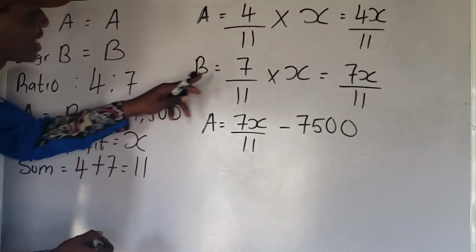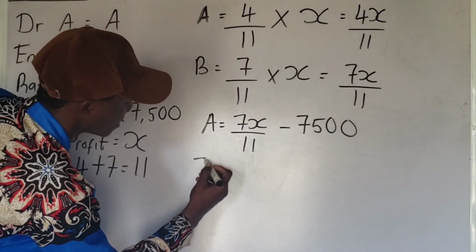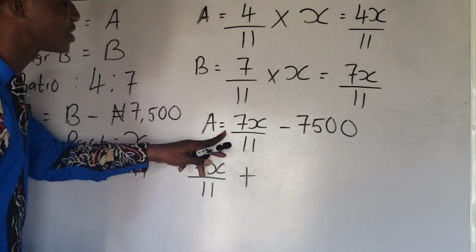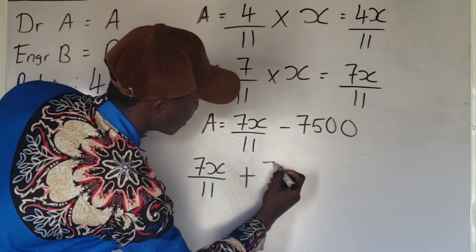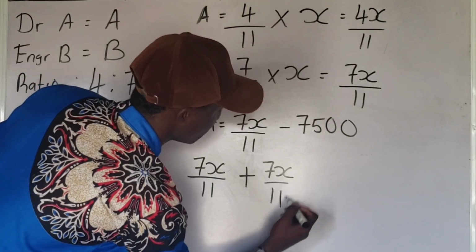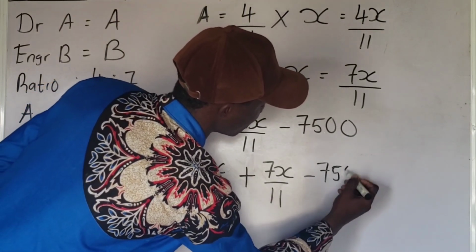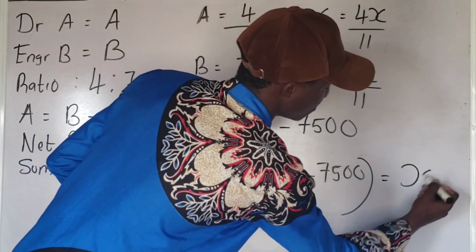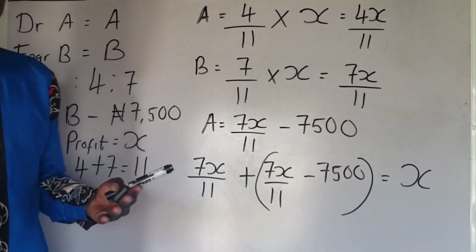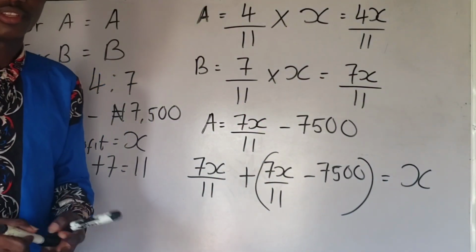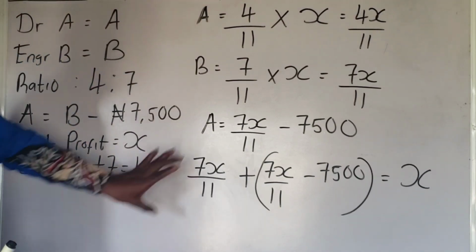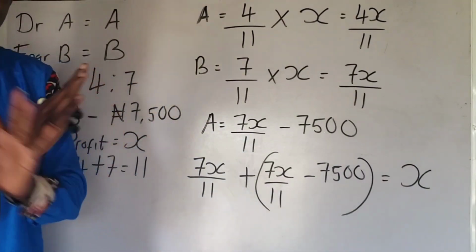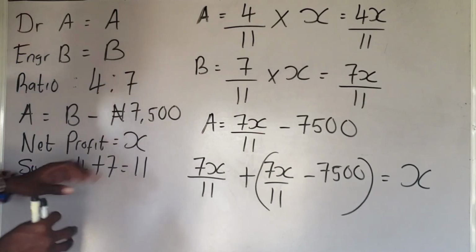So the amount that engineer B got, that is 7x all over 11, plus the amount of engineer A, that is 7x all over 11 minus 7,500. All this must be equal to X, because that was the net profit that was shared between them. Do you understand? This is simple. The sum of their share must be equal to the amount that they share. That's it. So that's how I got this equation.